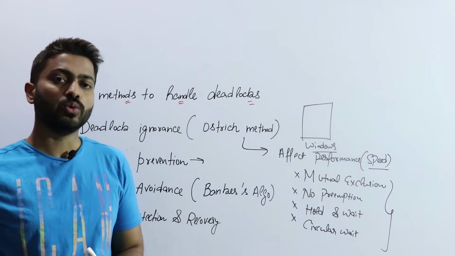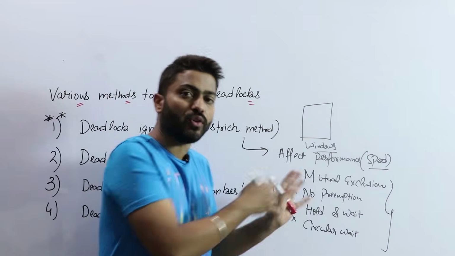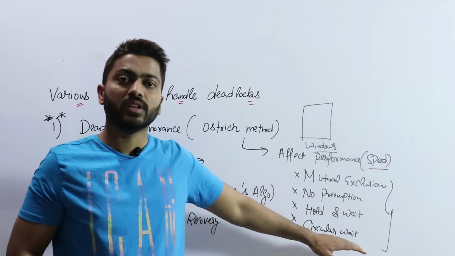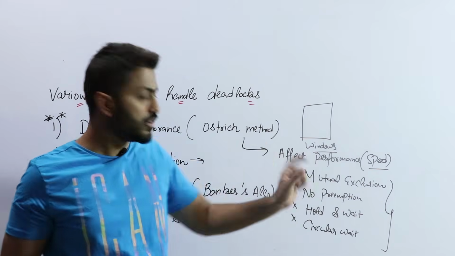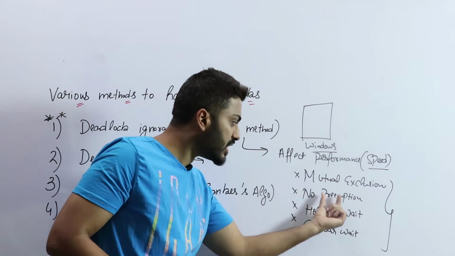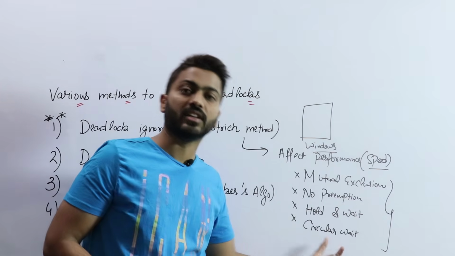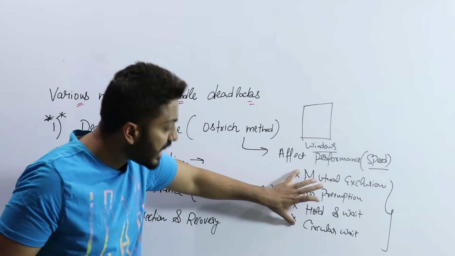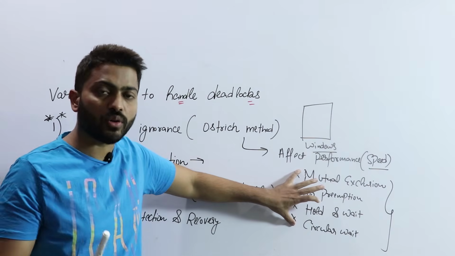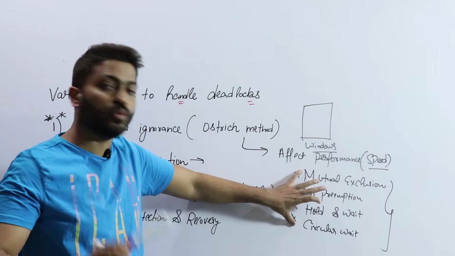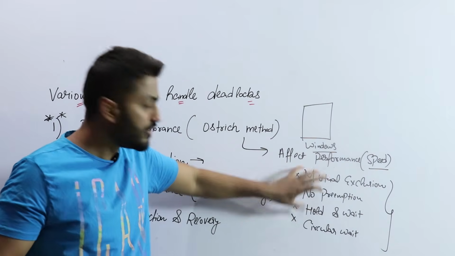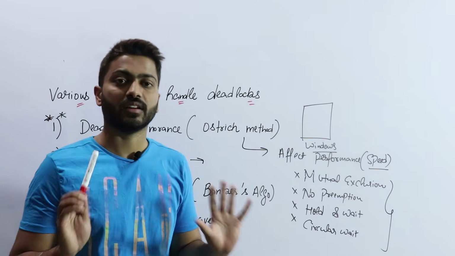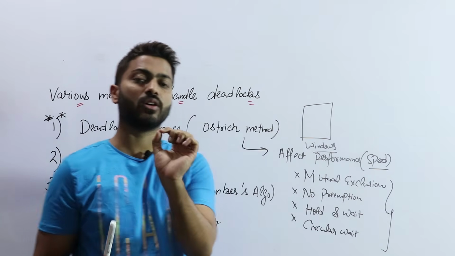Means we try to simply make one of the conditions false. If all the conditions are true, then there is a deadlock. But if one of the conditions becomes false, the deadlock will be prevented. So this is the meaning of deadlock prevention. Any of the 4 or all 4, we try to make false. If any of the conditions becomes false, the deadlock will be prevented. This is the simple concept of deadlock prevention.